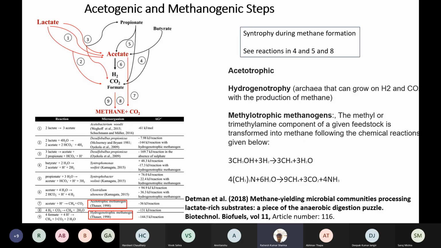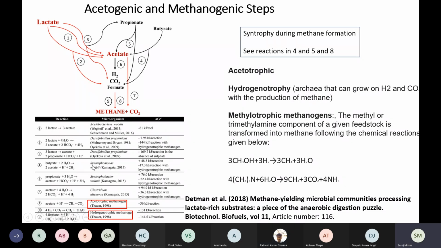So do these microorganisms only live in what is called symbiosis with these hydrogenotrophic methanogens, or are they found even without symbiosis? And if they are without symbiosis, then how can they survive when they require 48 kilojoules per reaction, something like that, of energy to produce things?